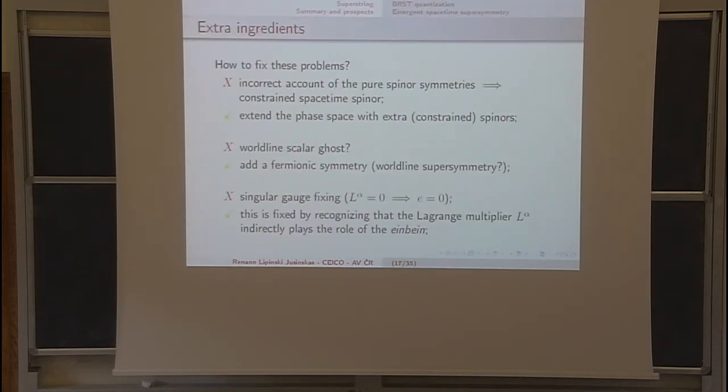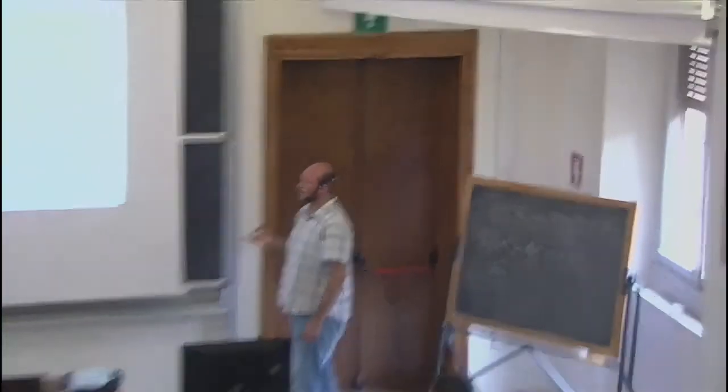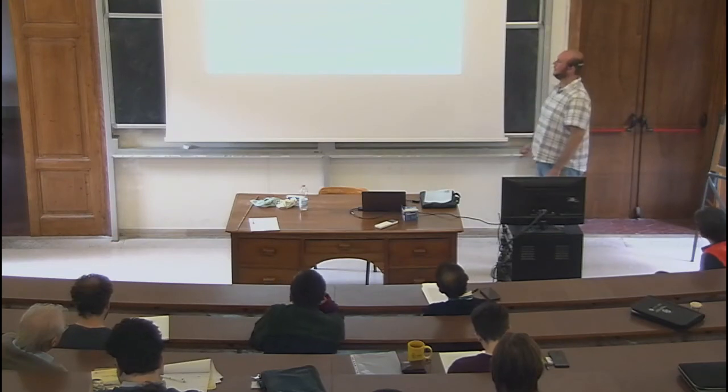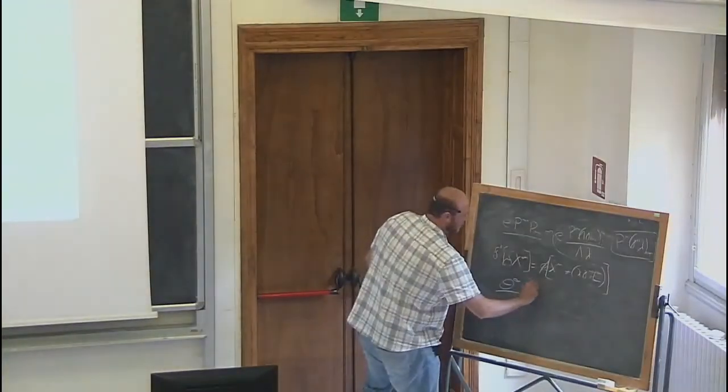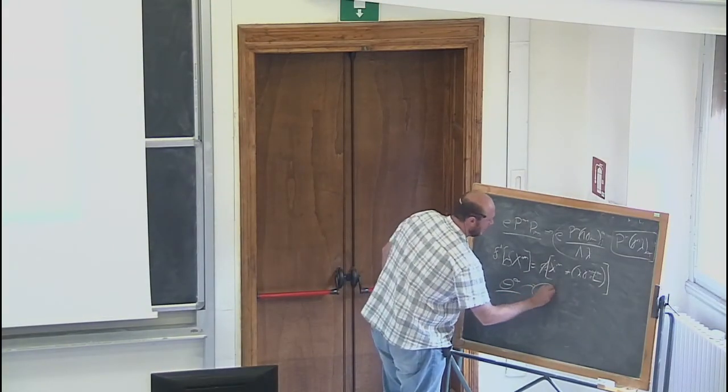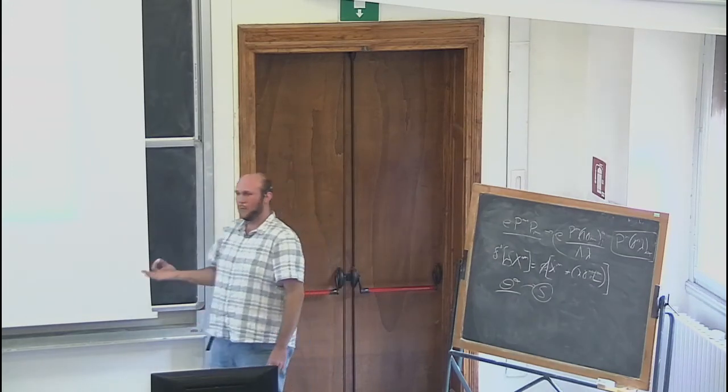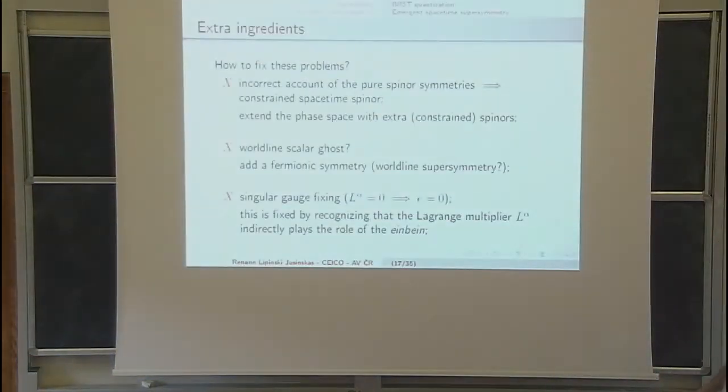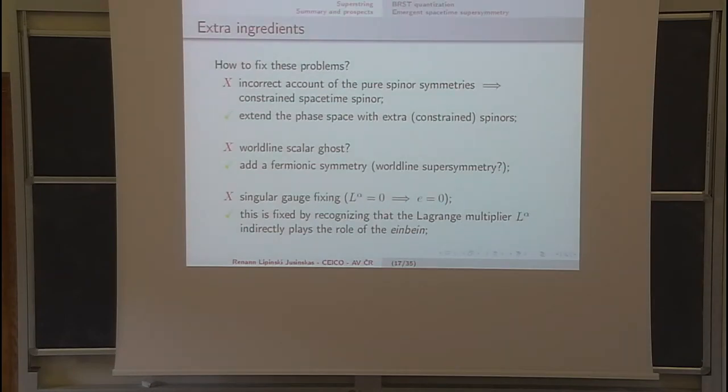So what I propose in this paper of the particle is a generalization of this action, basically to correct these three points. So this incorrect account of the pure spinor symmetries, basically you can extend the phase space. So as I told you, this ghost theta alpha associated to the twistor-like symmetry has some implied gauge invariance because of the pure spinor constraints. So at the end, instead of the 16 components, only 5 components are independent, right? So you have to supplement your model somehow with 11 components. And the way to do this is to extend the phase space with extra spinors, and they have to be constrained, right? Because if you put 16 more, it won't match then.